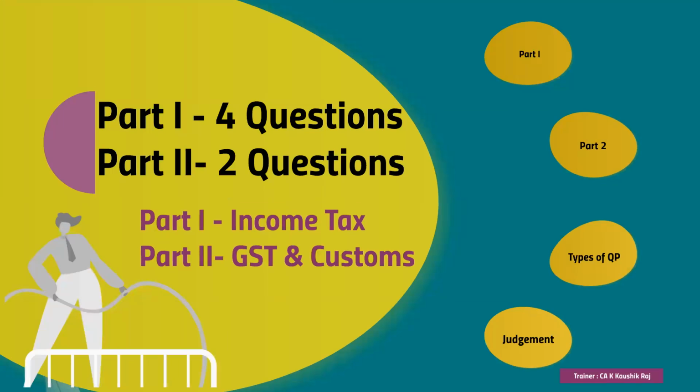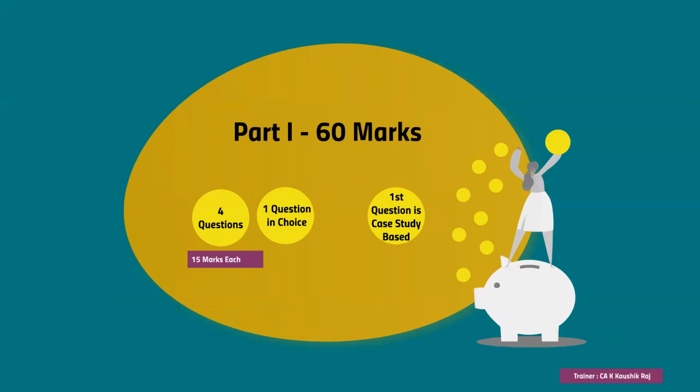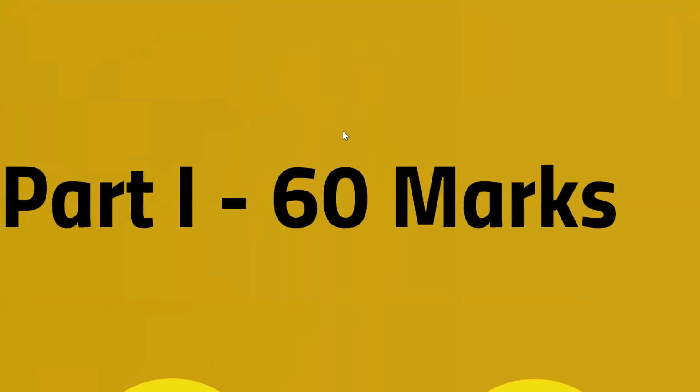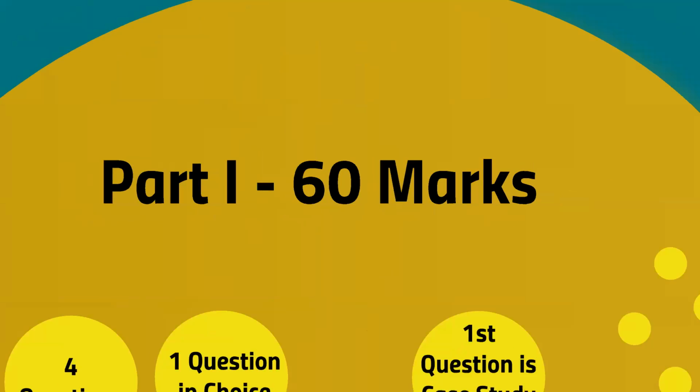Okay, let's do a quick overall analysis of the question paper as to how it was. So we have part 1 and part 2 in the question paper. In Part 1, 4 questions need to be answered, and in Part 2, 2 questions need to be answered. Part 1 focuses on income tax-based questions, and Part 2 is on the indirect taxes, which is GST and customs. So let's quickly see what was there in Part 1. Part 1 consists of 60 marks of questions for which the answers need to be written.